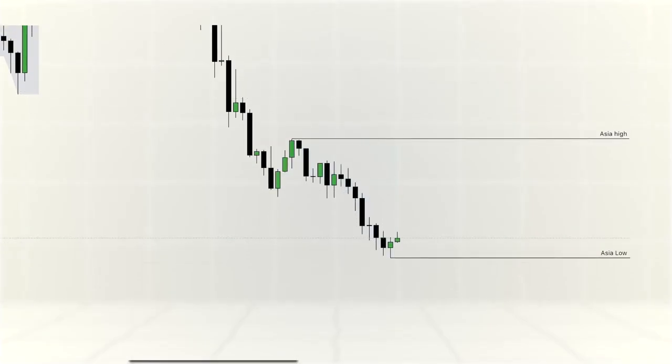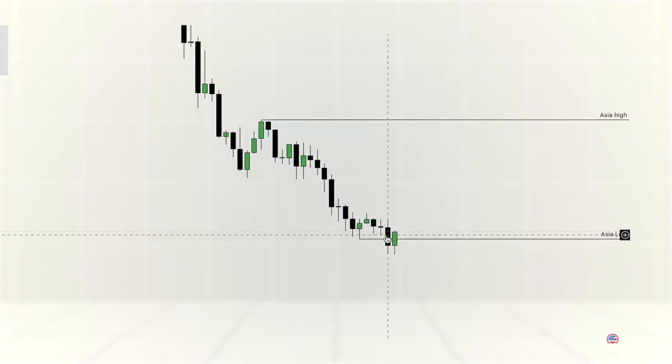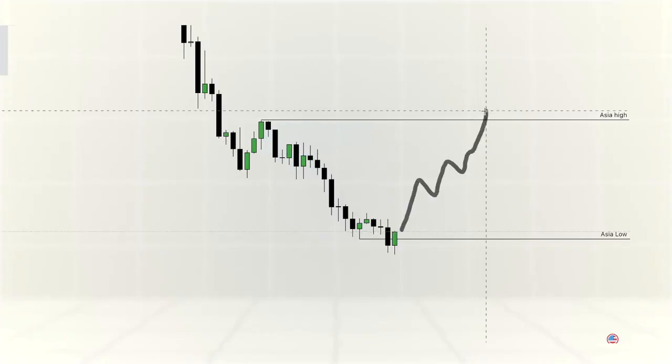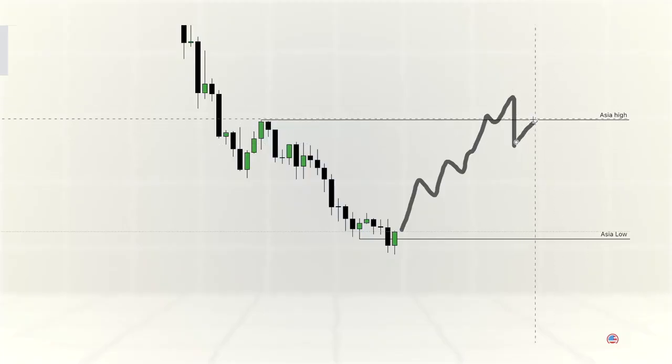So what do we wait for next? We wait for the market to take out the Asian high, close back inside the range, and then we take our entry from the retest of the Asian high, targeting the swing low below. That is exactly what we are waiting for. Let's move price forward and see how it plays out.